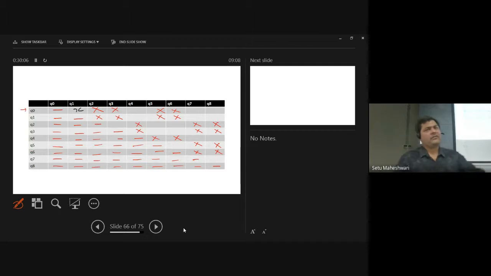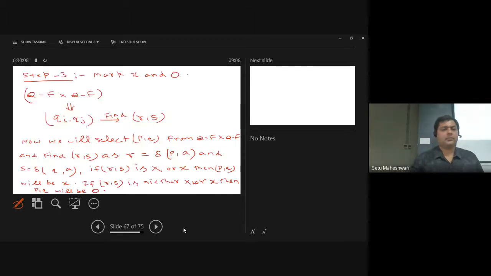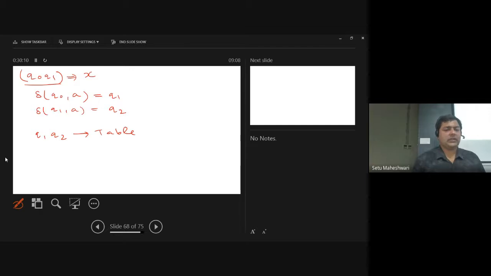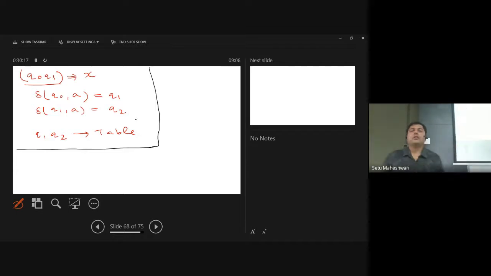Now, let's have one more example. If everyone is not clear until now, there is no harm in taking one more example. So I'm taking one more entry. Tell me the next entry from the table. Q minus F cross Q minus F. Q0, Q4.